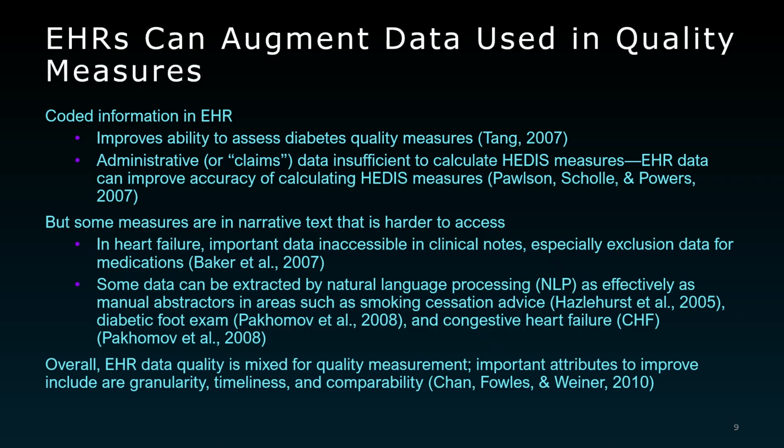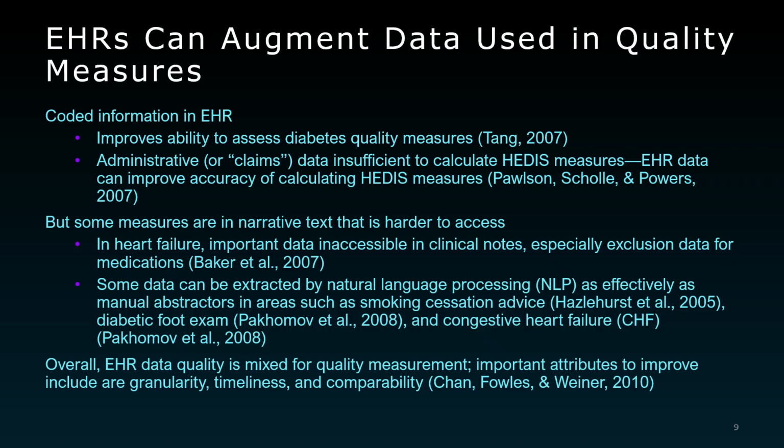So take heart failure as an example. Sometimes the data you need, like why a patient isn't prescribed a beta blocker or an ACE inhibitor, is buried in the notes. That information is critical for quality measurement, but it's inaccessible in coded fields.